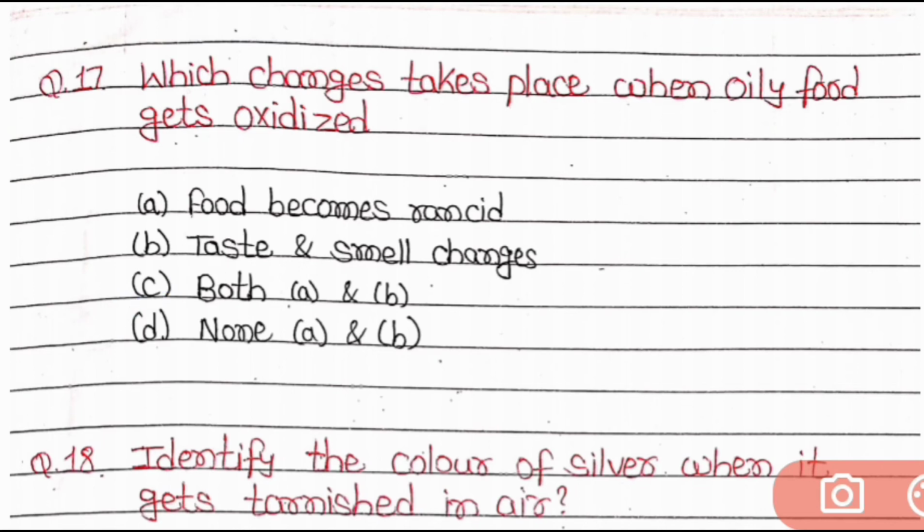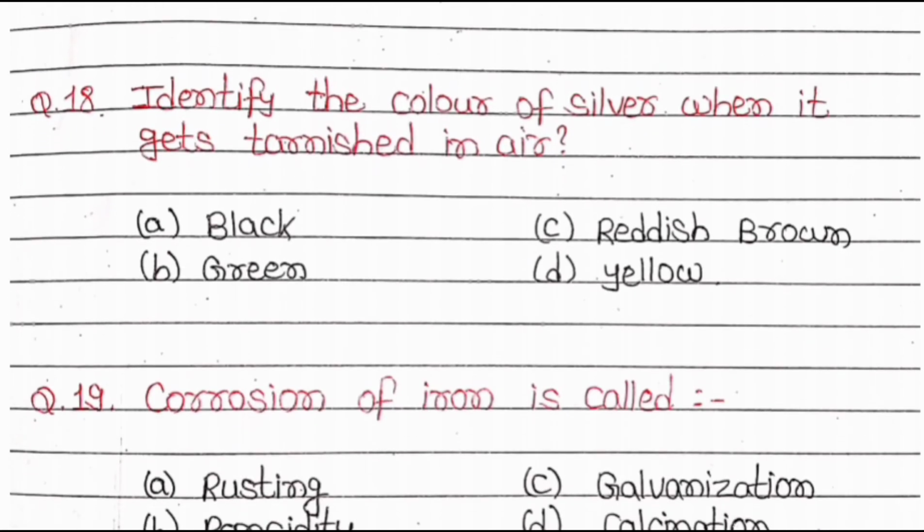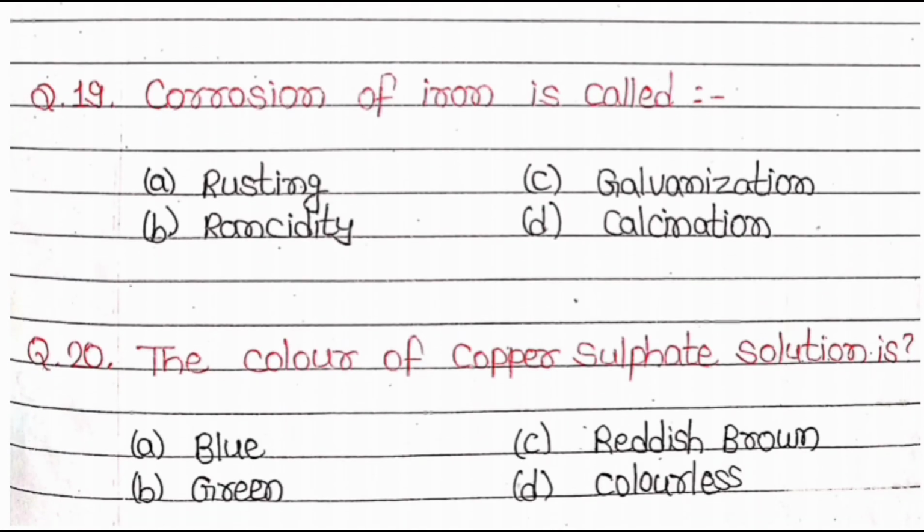Now let us come to question number 18. Identify the color of silver when it gets tarnished in air. It is asking the color of silver when it gets tarnished, and the answer is A. Black. Now let us come to question number 19. Corrosion of iron is called, and options are rusting, rancidity, galvanization, calcination, and the answer is option A. Rusting.